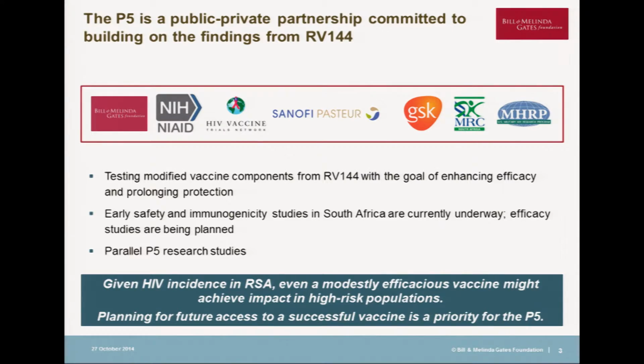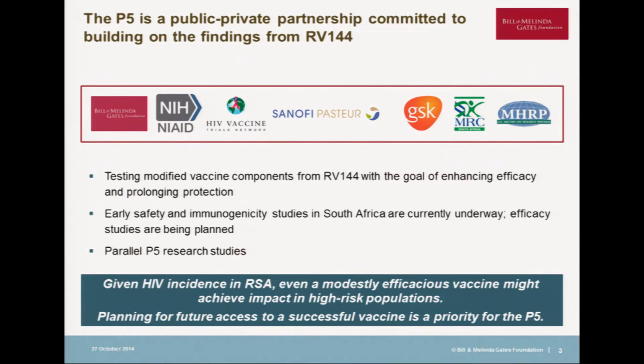The P5 is made up of representation from the funders. So we have the two major funders, the Gates Foundation and the NIH, clinical trials implementers, the HIV Vaccine Trials Network, and the MHRP for their very important experience with the RV144 trial in Thailand. And critically, two companies that have come to the table, Sanofi Pasteur for the viral vector prime, and initially Novartis, but more recently GSK, as GSK has acquired Novartis vaccines.